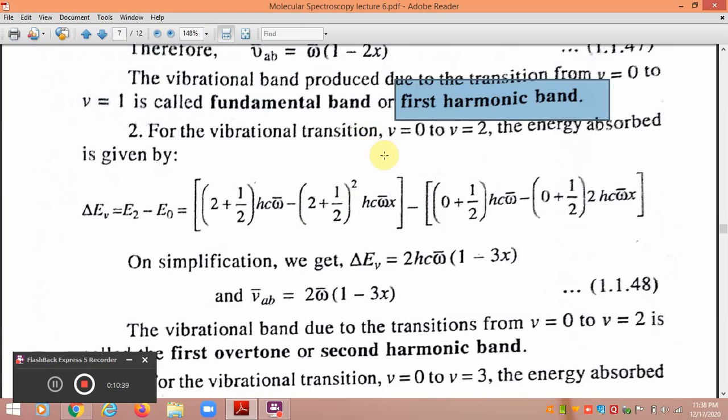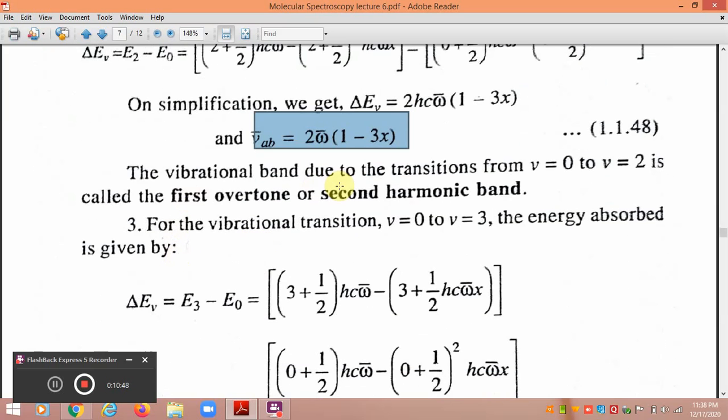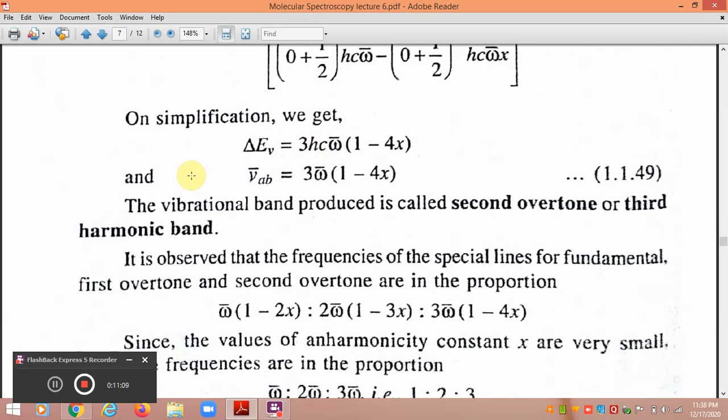Under the second condition, delta V equal to plus minus 2, meaning V equal to 0 to V equal to 2, the frequency is given by this equation, and the vibrational band due to the transition from V equal to 0 to 2 is called the first overtone, or the second harmonic band. Again, for another transition from V equal to 0 to 3, meaning delta V equal to plus minus 3, the frequency is given by this, and the vibrational band produced is called the second overtone, or simply the third harmonic band.